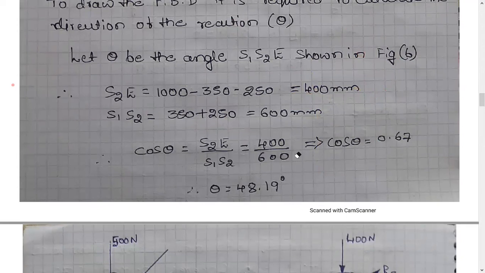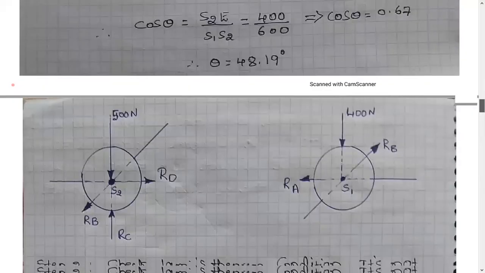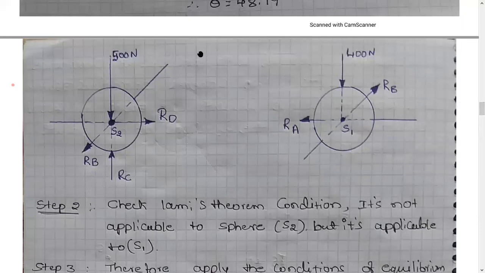After I determine the direction, next I want to go for the free body diagram of the spheres. Here I have represented the free body diagram of both spheres. Here you see I have written the free body diagram of sphere 2, which has a self weight of 500 Newton, and there is a reactional force acting from sphere 1 to sphere 2 at the point of contact B, right? At the point of contact B, there is a reaction from sphere 1 to sphere 2. That is how I have written it as RB.